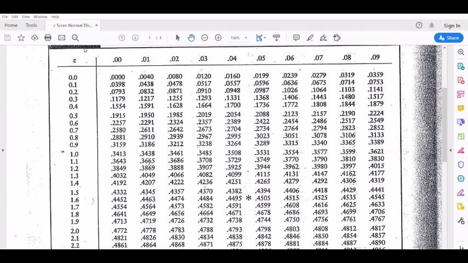Well, I first need to figure out what is the decimal from 0 to the z-score. Well, I'm given 0.9695, but I want to lop off everything to the right of 0, which is a half. So here is 0.4695, which I look up inside the table.